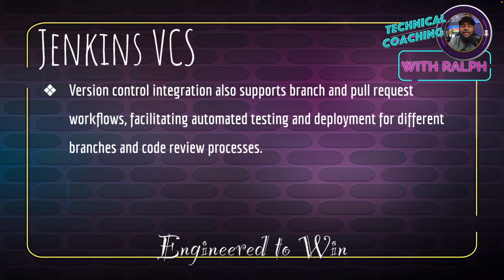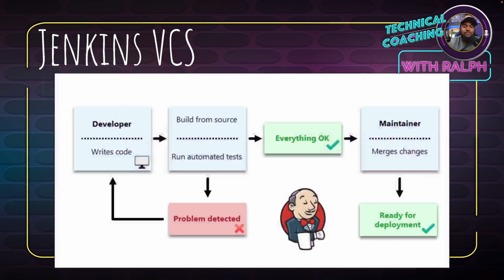All right, so version control integration also supports branch and pull request workflows, facilitating automated testing and deployment for different branches and code review processes. And this is an example of the whole process, right? Over here, we have the developer who writes the code, and then they're going to build it from the source. So when you push the code, it runs the automated tests. If there's a problem, it's going to go back and say, all right, developer, you made a mistake, go ahead and fix that.